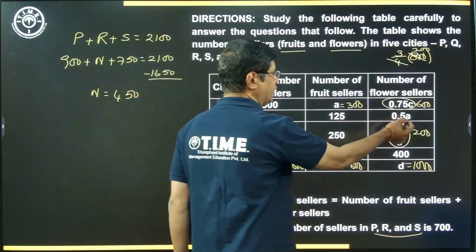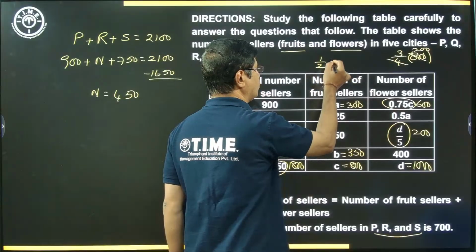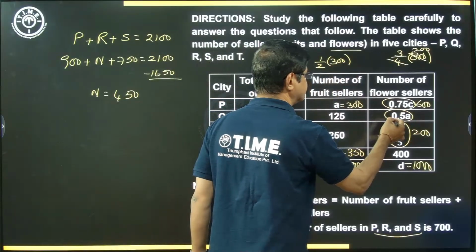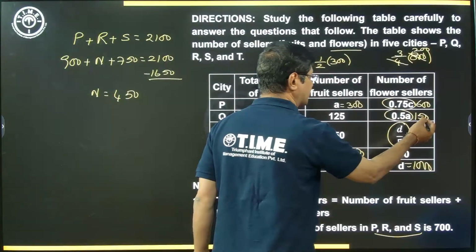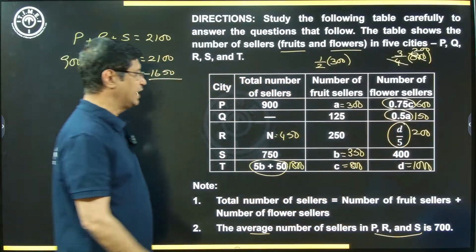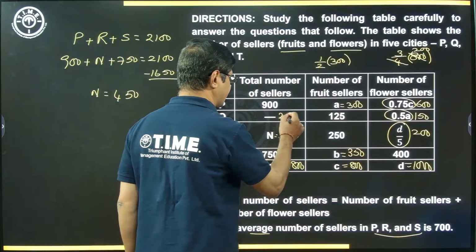Now 0.5A, 0.5 means 1 by 2. 1 by 2 of 300 is 150. 150 is equal to the flower sellers in city Q. 150 plus 125, by adding these two, it will give 275.